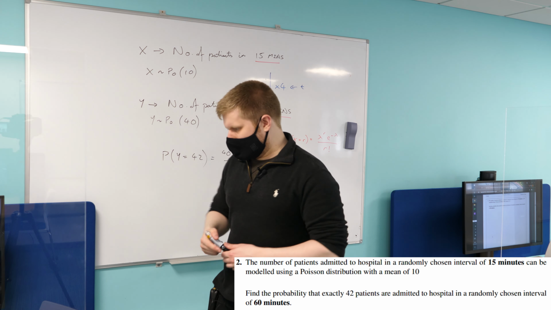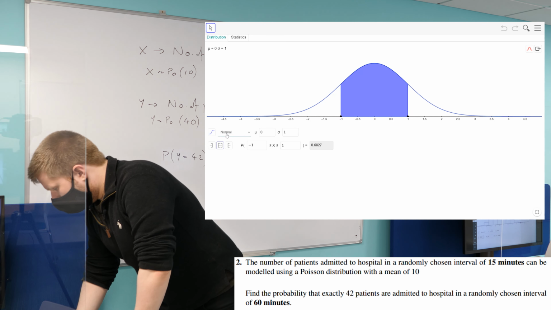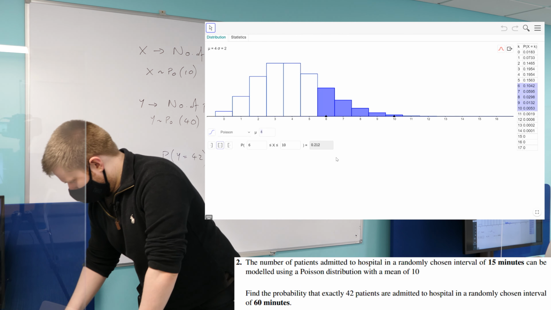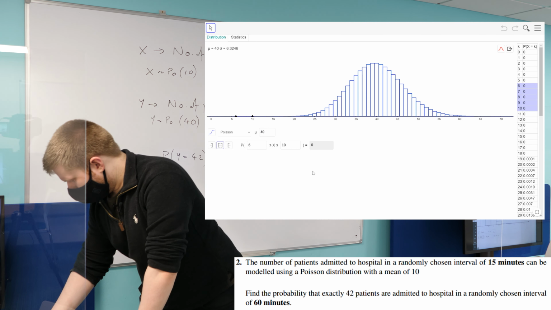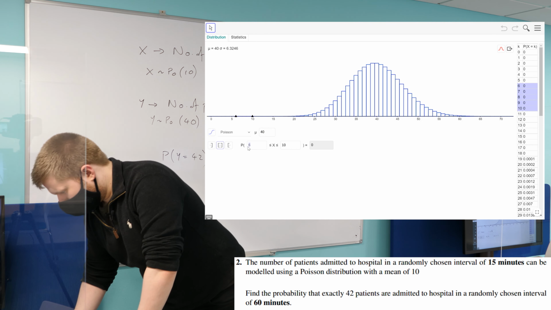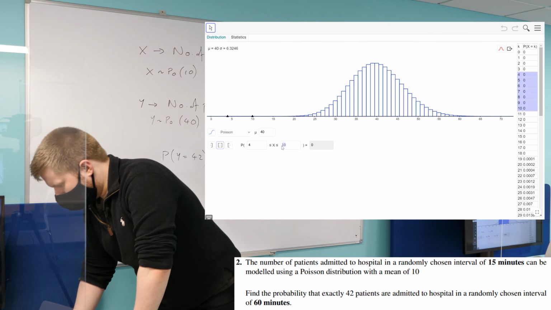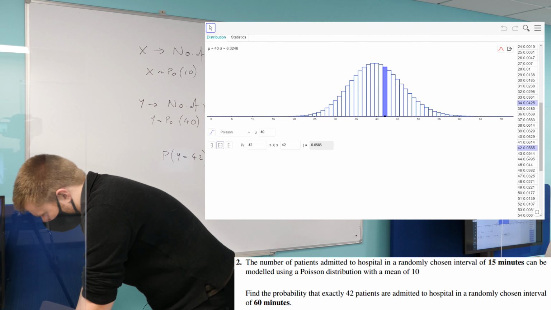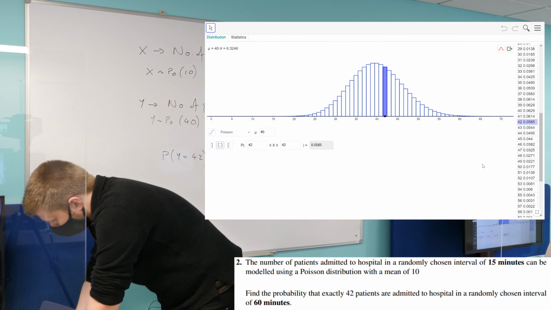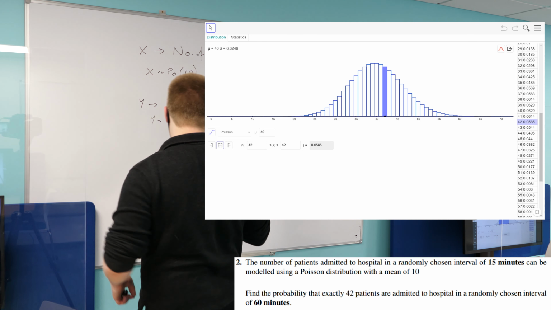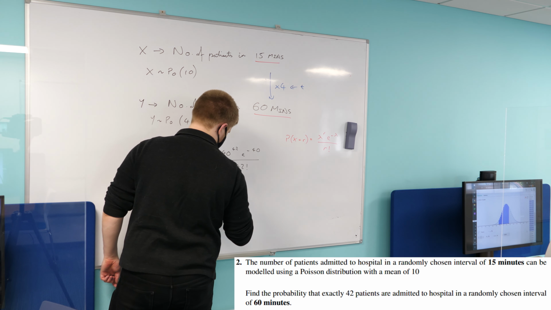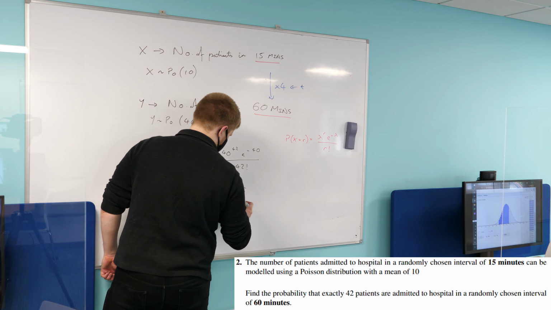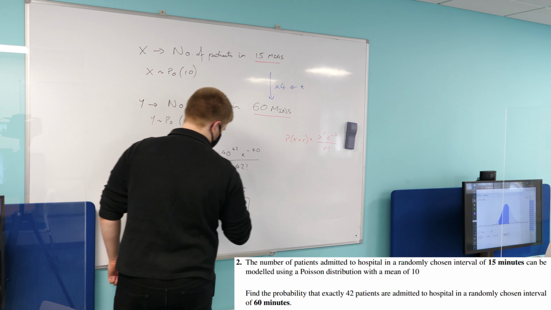And again, just to illustrate, if you wanted to use GeoGebra, you can just change your distribution to be Poisson this time. You can change the rate of success to 40. In this case, you just want equal to. It's nice and easy. You can use the lower bound and upper bound exactly the same, or you can simply scroll down to the right-hand side, and you can find that 42 is going to be 0.0585. So it's about 6%, 5.85%.